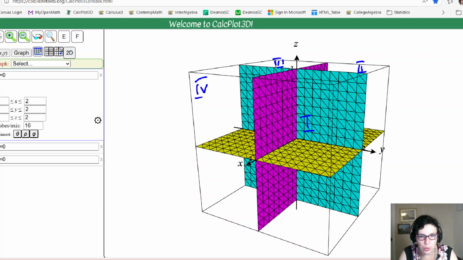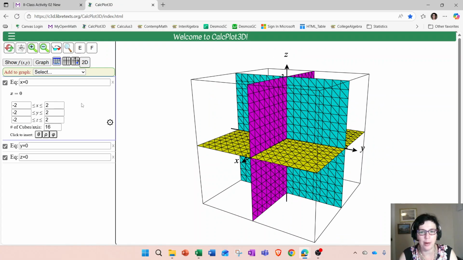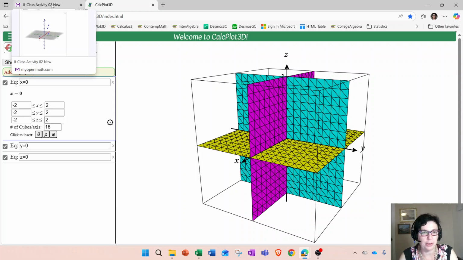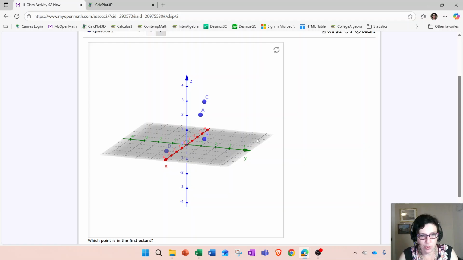But the one that you do need to know is the first octant. In the first octant, all 3 coordinates are positive. So in the first octant, x, y, and z should be positive. Now, let's look at this problem. At this time, we are ready.